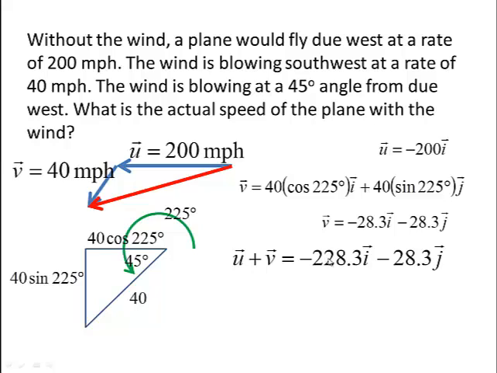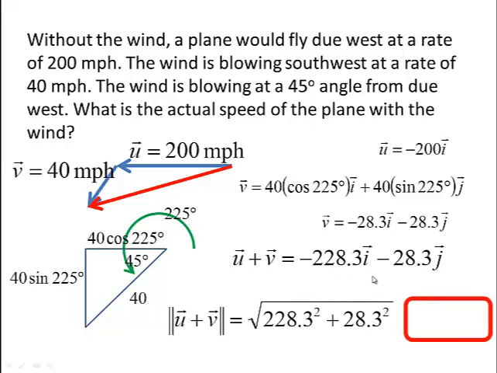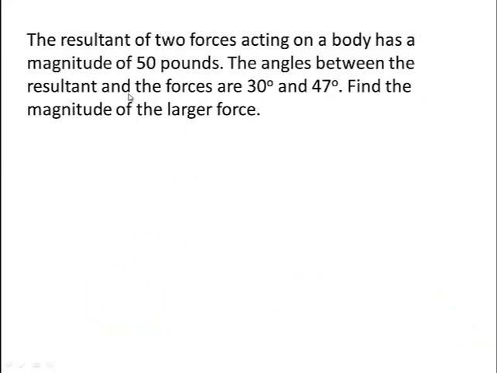We need to find the magnitude, which is just the Pythagorean theorem. We're going to square both of these and add them together, and then take the square root. We get 220 miles per hour. The resultant of two forces acting on a body has a magnitude of 50 pounds.